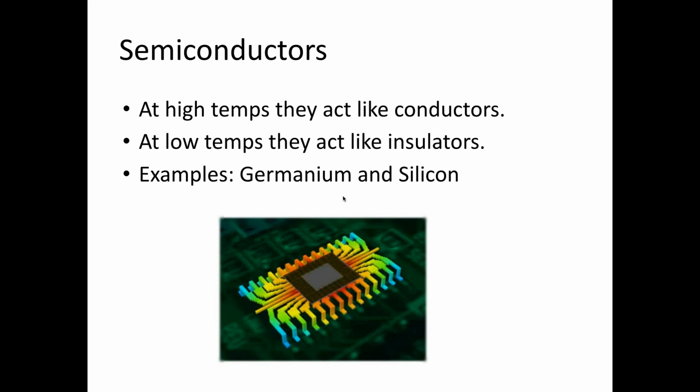So we talked about conductors, insulators. In between, we have semiconductors. If we get these heated up, they will act like conductors, and at lower temperatures, they act like insulators. A couple of those would be germanium and silicon. And silicon, of course, you may already know, is one of the major components of microchips and microprocessors.